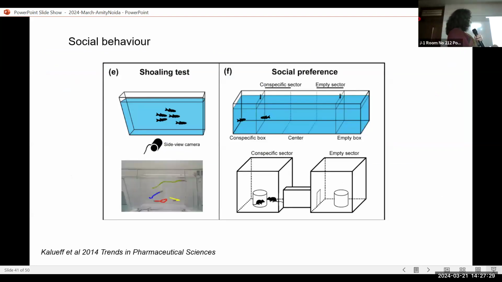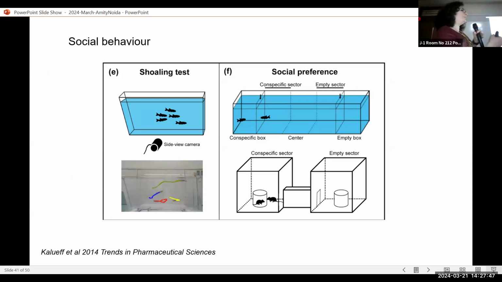So just examples. Which assays have you done in zebrafish in the course here? Have you done any behavioral experiments yet? Social anxiety and social behavior, right? So these are just examples of what you can do.